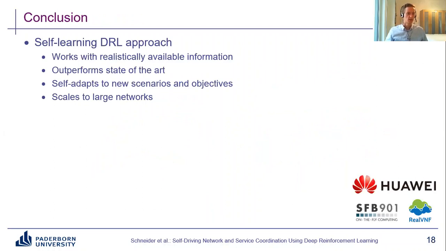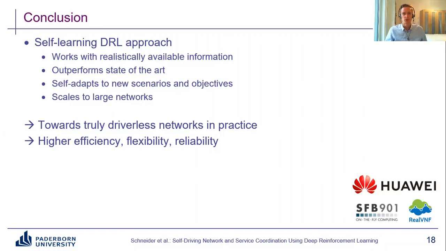So let's conclude the talk. We proposed a self-learning deep reinforcement learning approach, and we saw that this works very well with realistically available information, so partial and delayed observations. It outperforms state-of-the-art approaches, for example, this heuristic. It self-adapts to new scenarios, to new objectives without any human intervention, without any expert knowledge, and it scales to large practical networks. So we believe that this is an important step towards truly driverless networks in practice, which means higher efficiency, higher flexibility, and higher reliability.